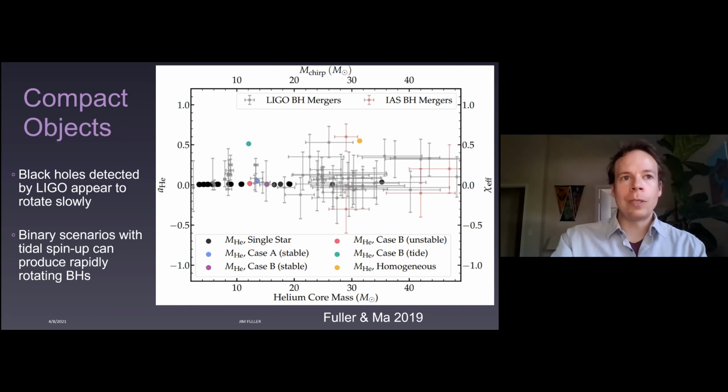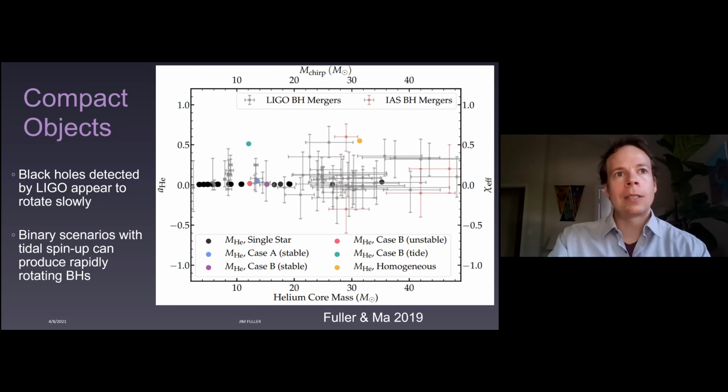And that is actually what we see for the double pulsar, is that the second born pulsar, it looks like its rotation axis is not aligned with the orbit. So that may be what's happening.